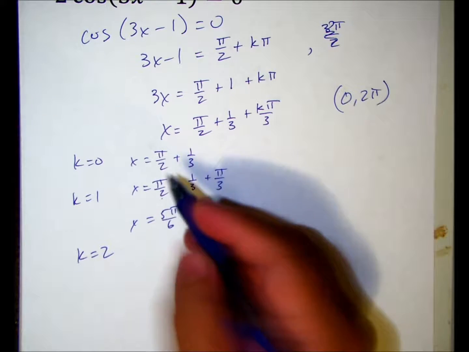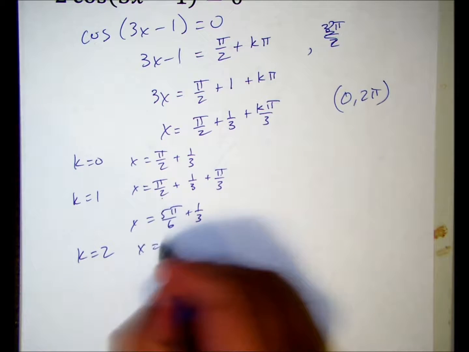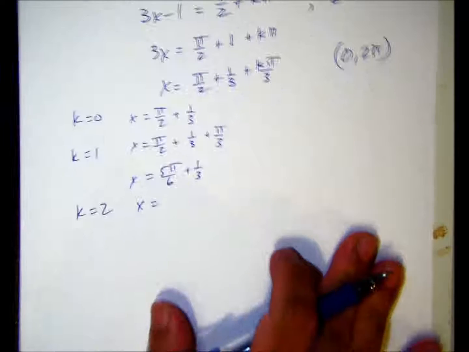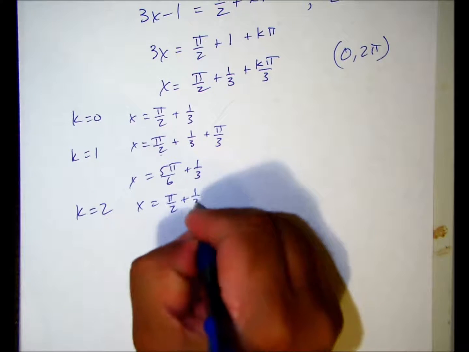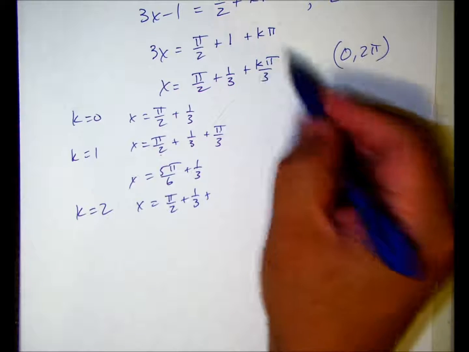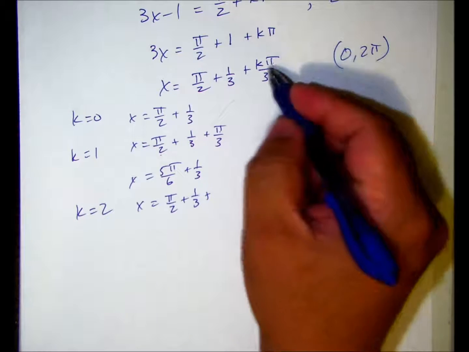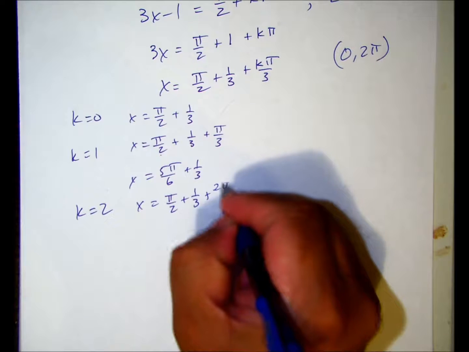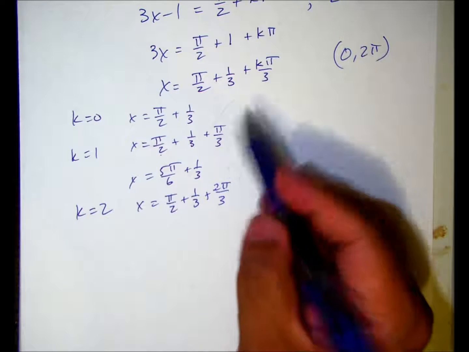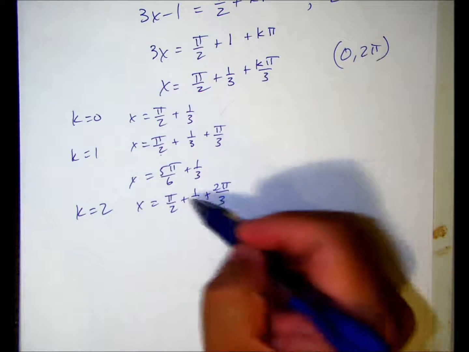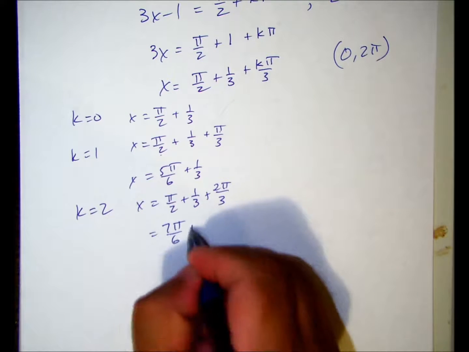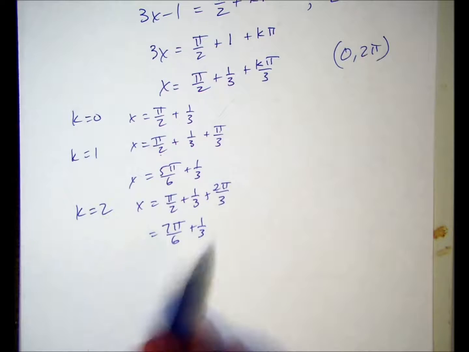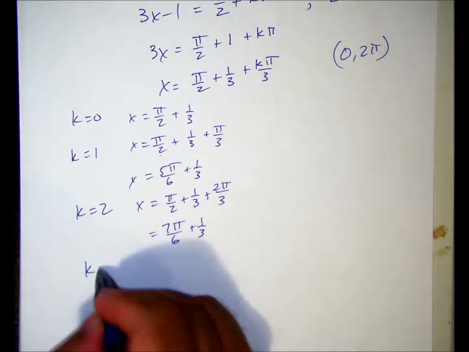So we've got 2 answers so far. We're going on our 3rd answer here. This is going to be pi over 2 plus 1/3 plus... Remember, we're going back to this. So when I put a 3 and 2 in there, it's 2 pi thirds. So that's 4 pi over 6 plus 3 pi over 6. It's going to be 7 pi over 6 plus 1/3. This is still within the range, so I keep going.